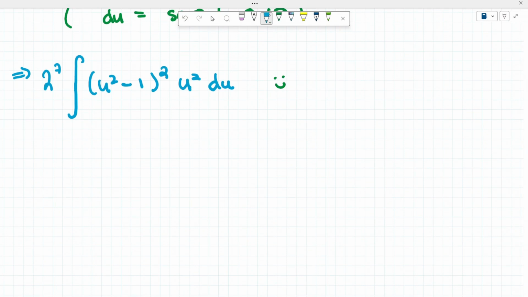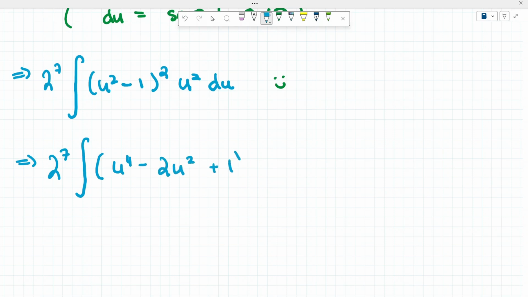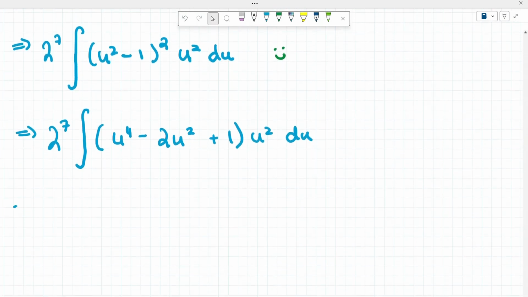Okay, so now what can we do? Well, let's try to expand and simplify. So we've got 2 to the 7, and then we can expand this expression here so that we have u to the power of 4 minus 2u squared plus 1 all multiplied by u squared du. And this actually simplifies quite nicely.